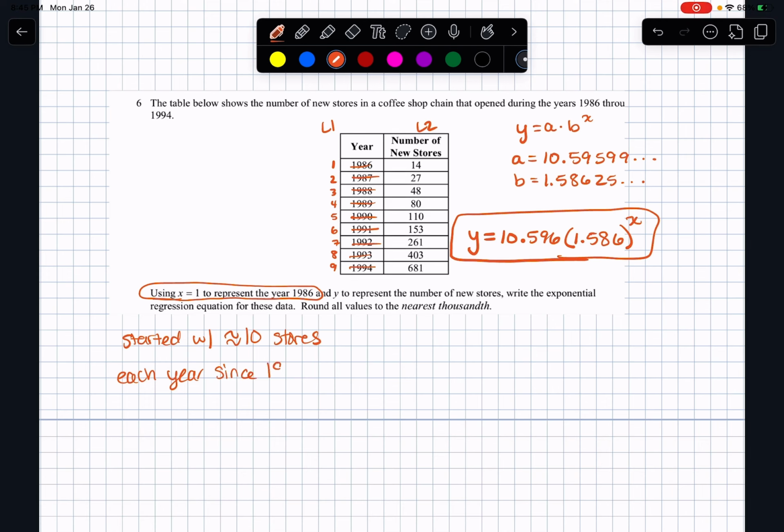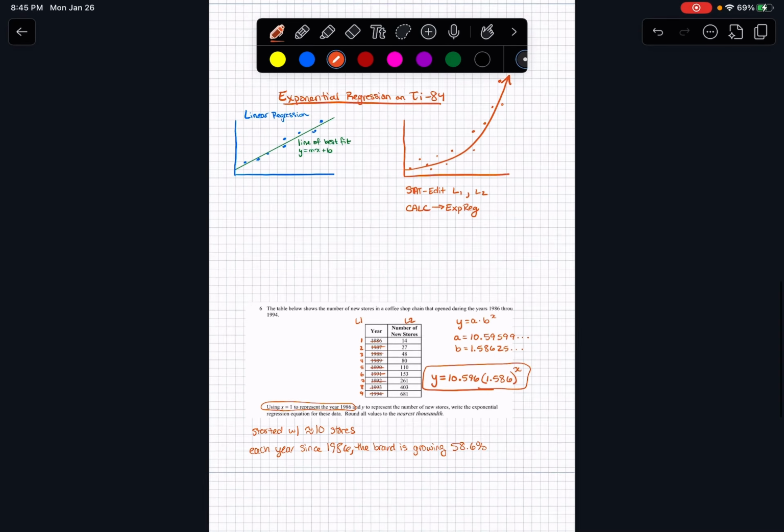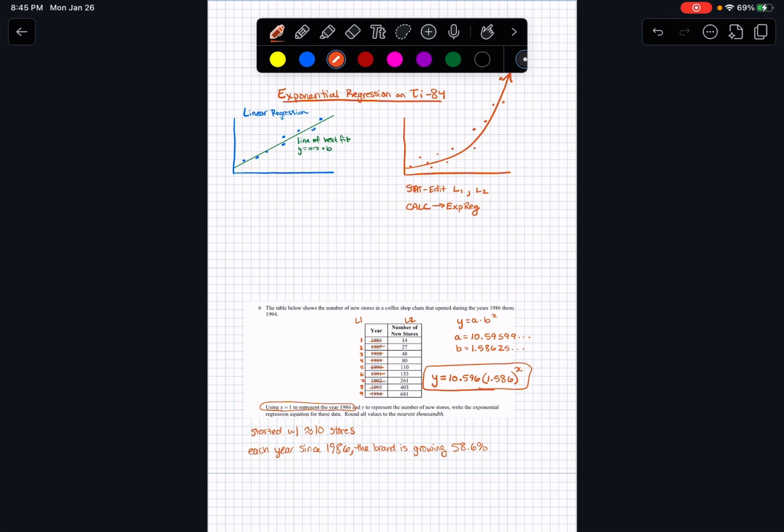since 1986, we're multiplying by 1.586. So we could say each year since 1986, the brand is growing 58.6%. So my growth rate would be 58.6%, and that is approximately how much this store is expanding each year. So in short, an exponential regression is exactly the same as a linear regression process-wise. It just gives us a different story to tell about the data that is sometimes more appropriate.